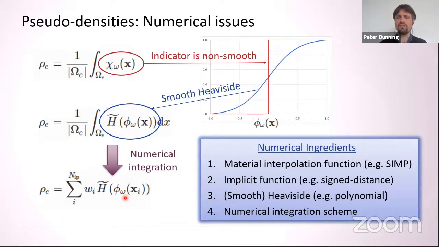So if you're doing pseudo-density feature mapping, there are 4 ingredients you need to think about: the form of the material interpolation function, such as SIMP; the form of the implicit function, and we recommend in the review and in other places in the literature that a signed distance function is used, because that means that the transition between structure and void around the boundary of your structure is the same everywhere. It's got the same gradient, and that helps with convergence and things like that. The form of the smooth Heaviside function, there are different ones used in the literature, such as polynomials, and the numerical integration scheme you use.